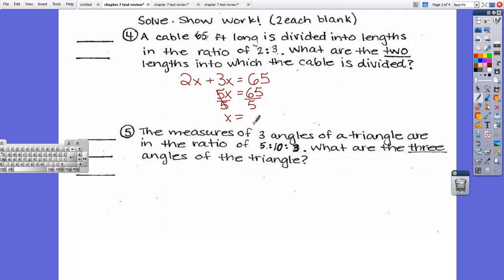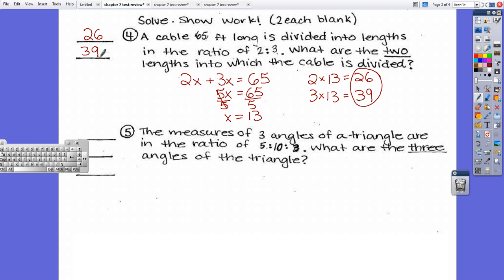Am I done? No, because it wants the 2 links. So first I have to multiply 2 times 13 and 3 times 13. 2 times 13 is 26. 3 times 13 is 39. If you add 26 plus 39, you will get 65. Those are the two lengths. So I have 26 and 39 as my answers.